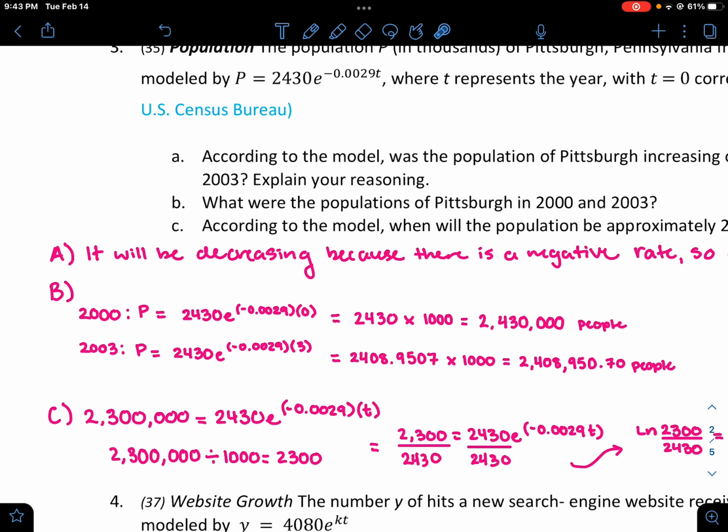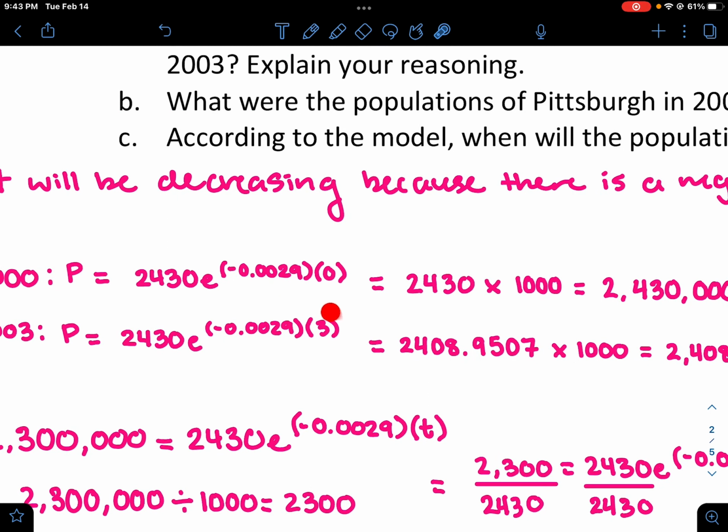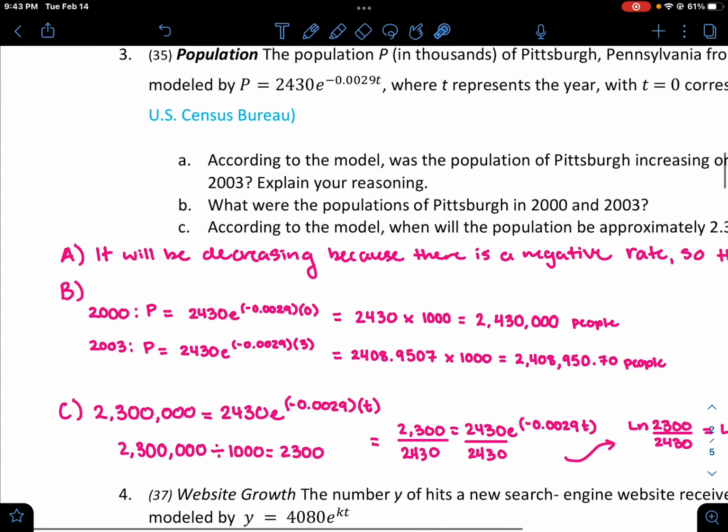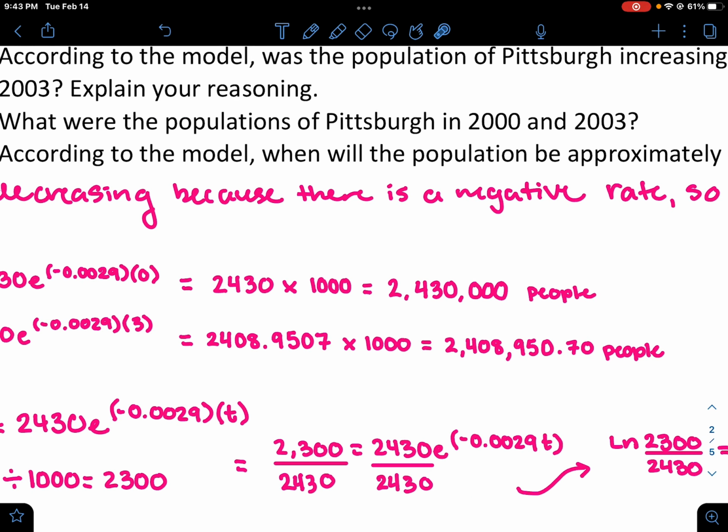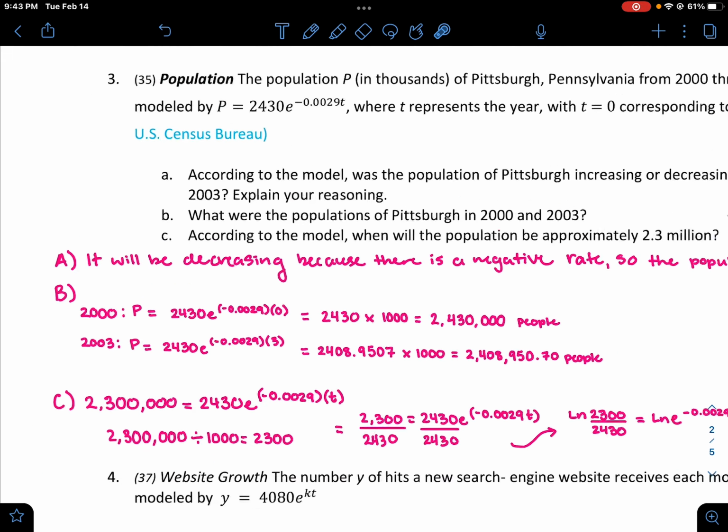So we'll be doing the same for 2003, except t will now be 3 right here, which will make our answer 2,408.9507, and then we're going to be multiplying it by 1,000 again. So that would mean our population would be roughly about 2.4 million people.